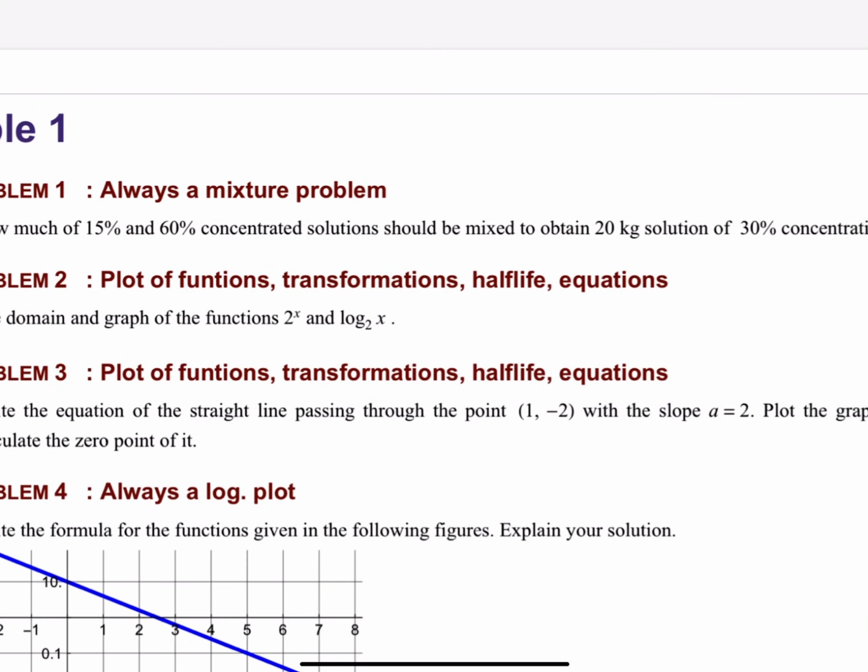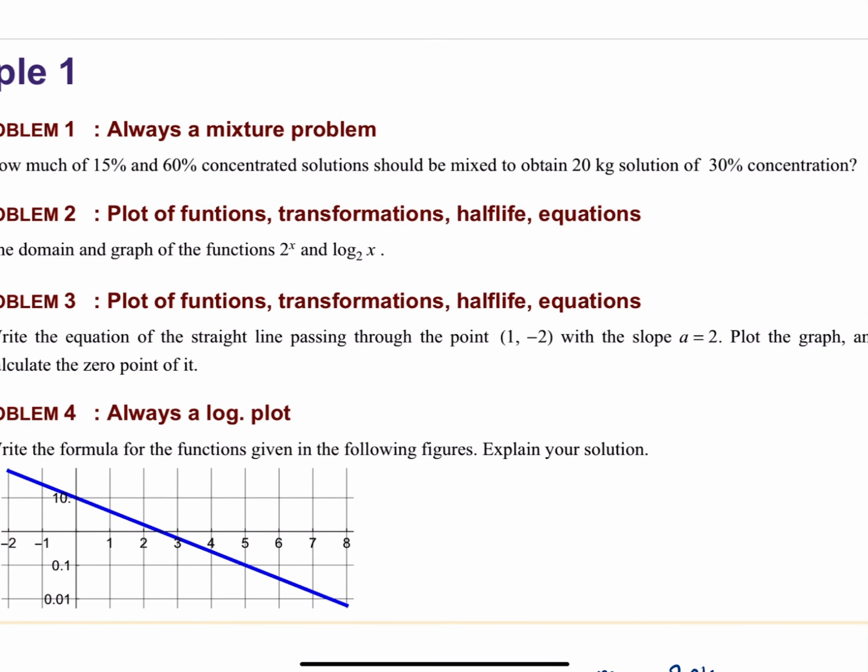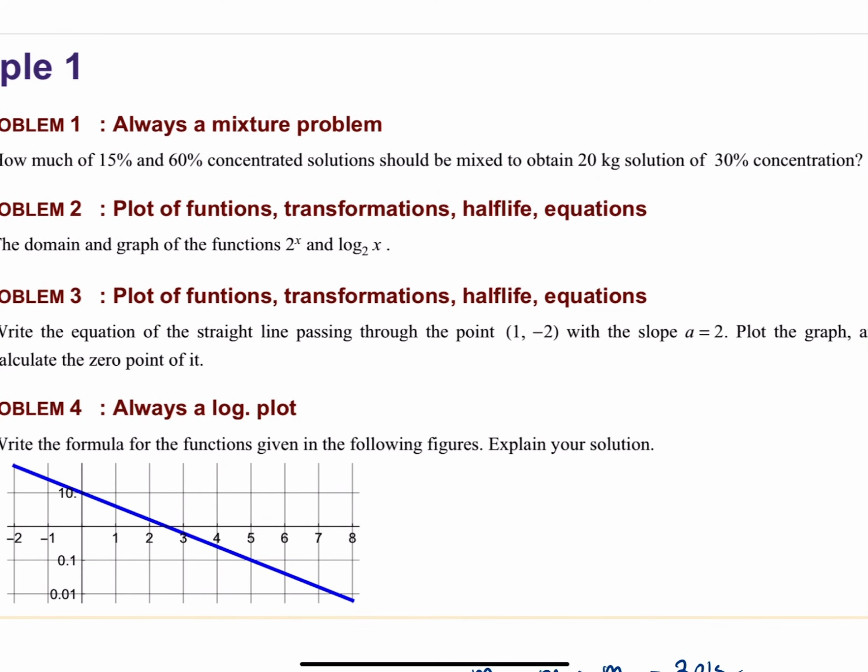In sample 1 we have a question: how much 15% and 60% concentrated solution should be mixed to obtain 20 kilogram of 30% solution?